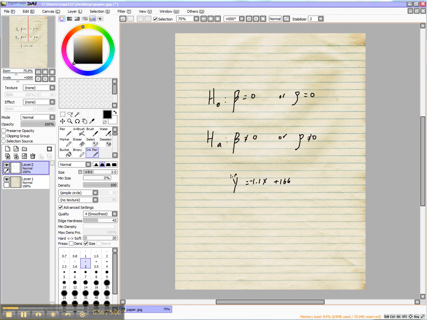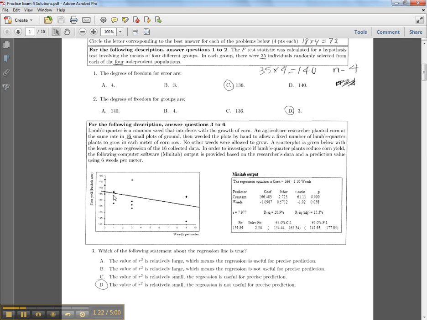Okay, so the equation of the regression line is y hat is equal to negative 1.1x plus 166. Negative 1.1 is our slope. So notice that we do have a slope in this scatter plot, and it's a negative slope. And a negative slope means that the scatter plot, and you see it in the figure, is going down.